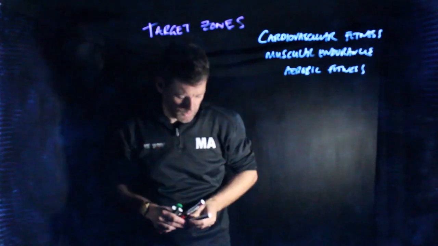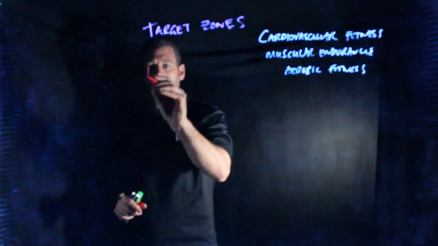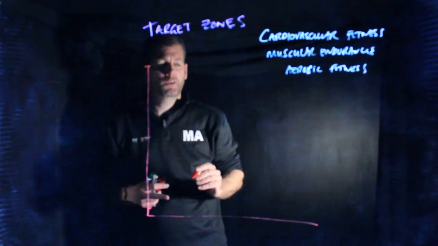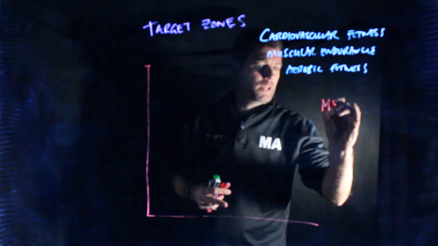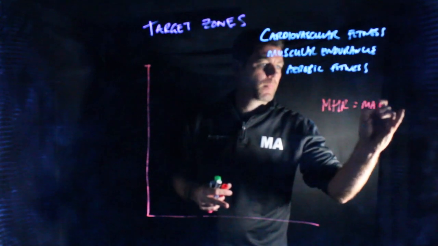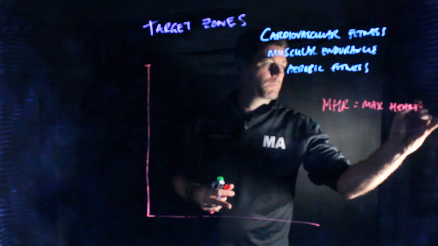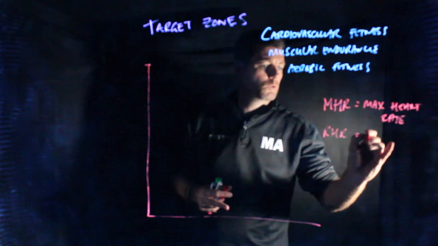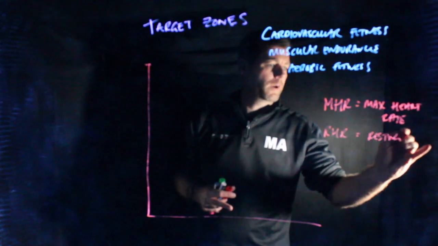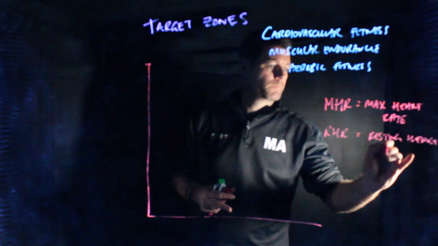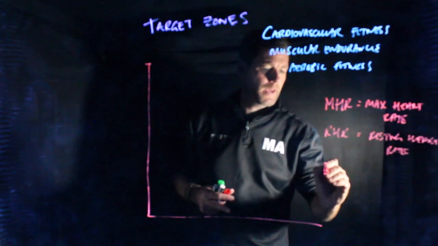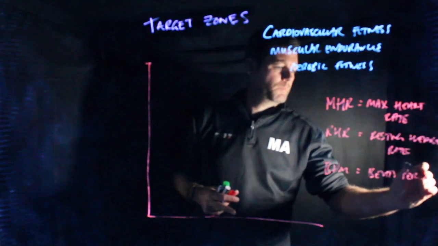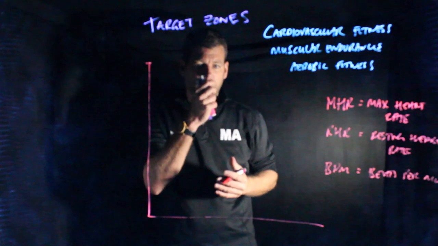So what are they? Most of the time when you see target zones, you're going to see it drawn in a graph which looks like this. And in order to understand this graph, you need to understand a few acronyms. So we have MHR, which stands for maximum heart rate. We have RHR, which equals resting heart rate. And then we have something called BPM, which is beats per minute. And BPM is how we measure heart rate. It's our measure.